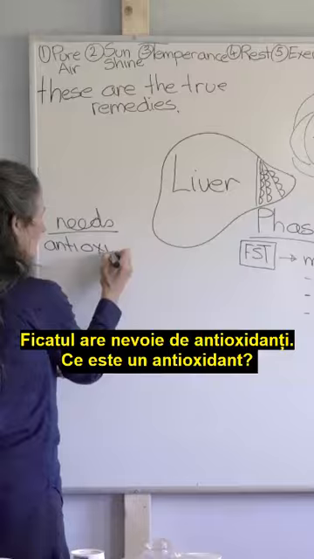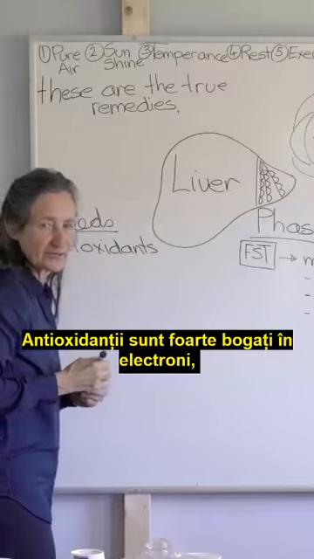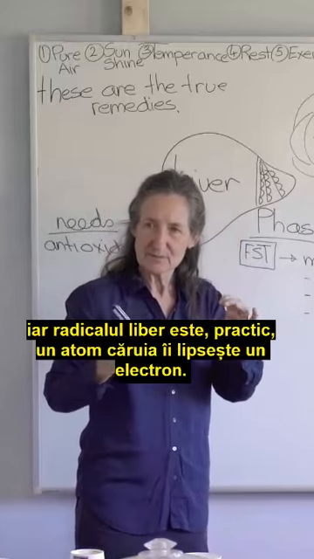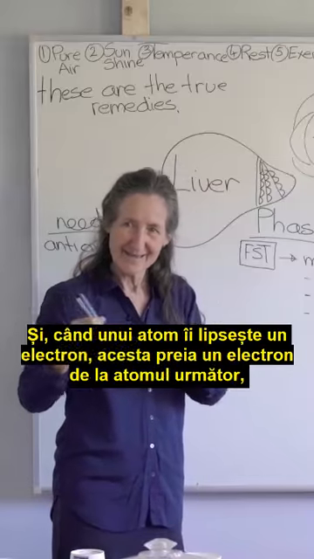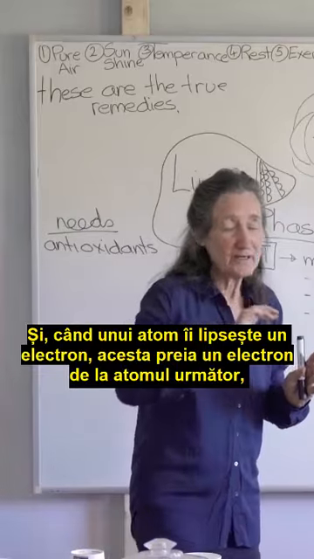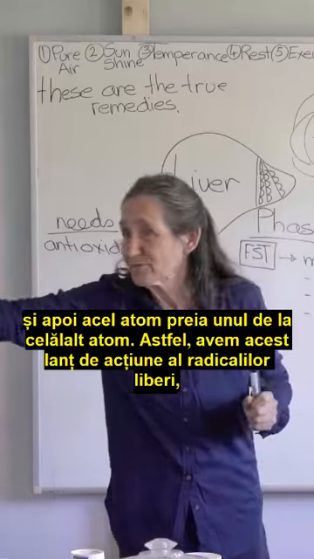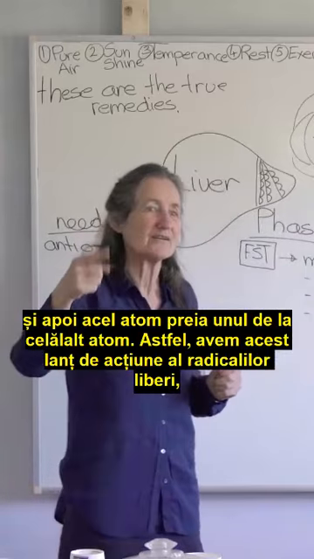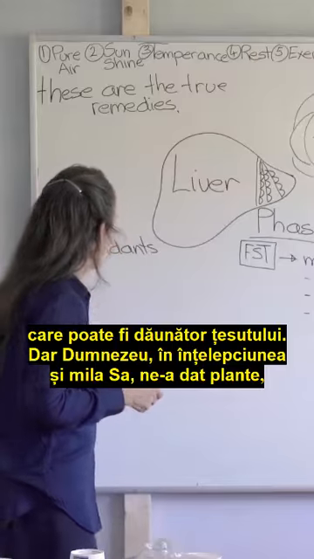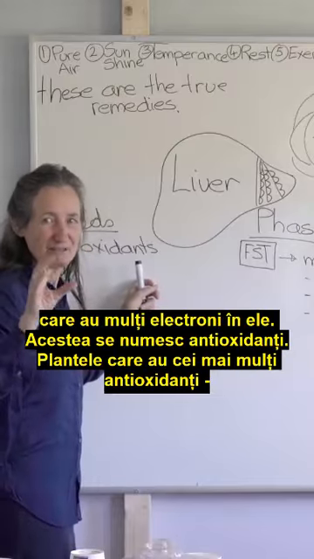What's an antioxidant? Antioxidants are very high in electrons. And a free radical is basically an atom missing an electron. And when an atom is missing an electron, it grabs an electron from the next atom. And then that atom grabs one from this. So you've got this chain of free radical action that can be damaging to the tissues. But God in His wisdom and mercy gave us plants that have lots of electrons on it.